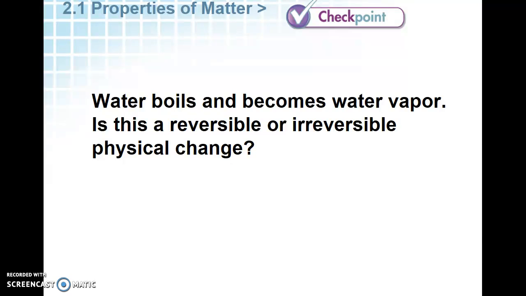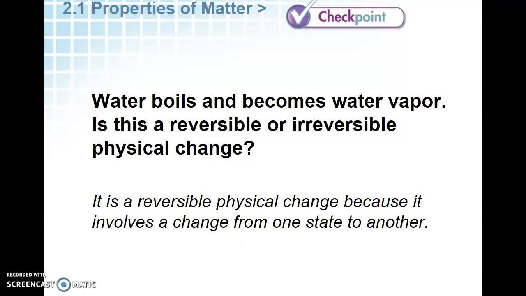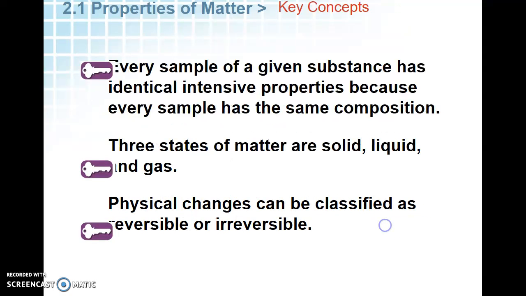Water boils and becomes water vapor. Is this a reversible or irreversible physical change? Obviously, we talked about that. It is reversible because it involves a change from one state to another. We know we can take water vapor and cool it back down to a liquid: condensation.